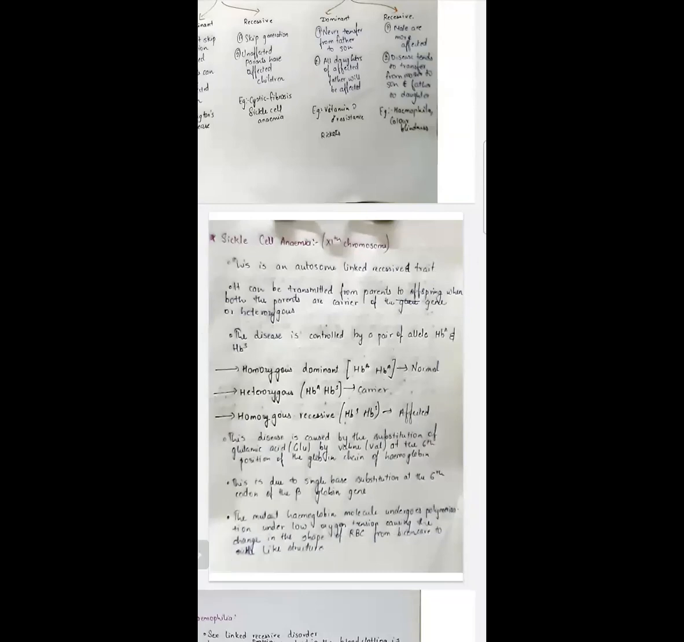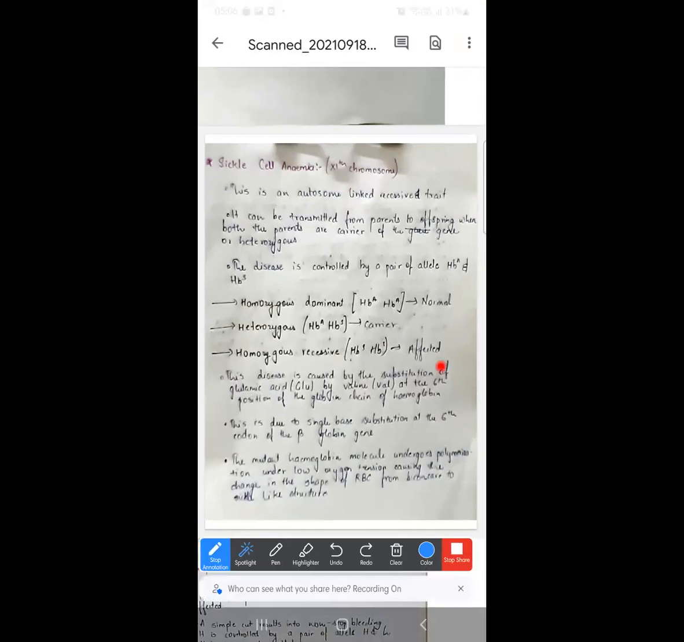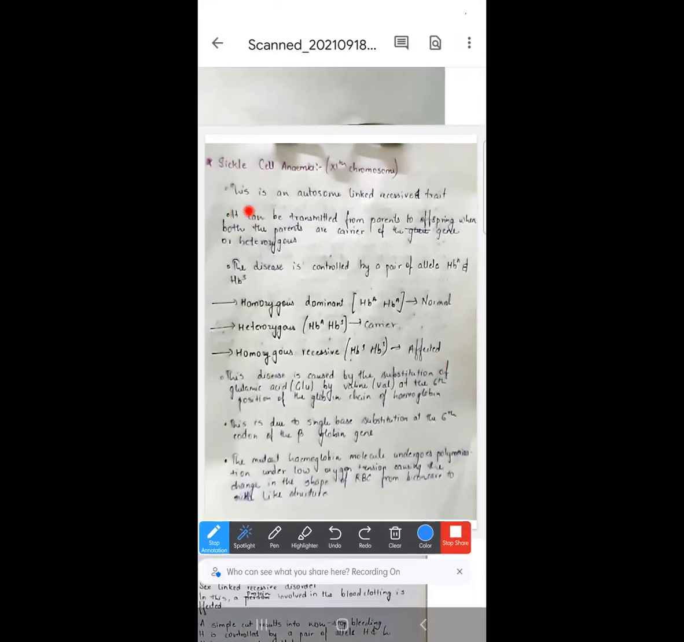Moving further, we'll discuss these disorders in detail now. First one is sickle cell anemia. Sickle cell anemia is an autosome-linked recessive trait. We saw that it comes under autosome-linked recessive traits. It can be transmitted from parents to offspring when both the parents are carriers of the gene or heterozygous.